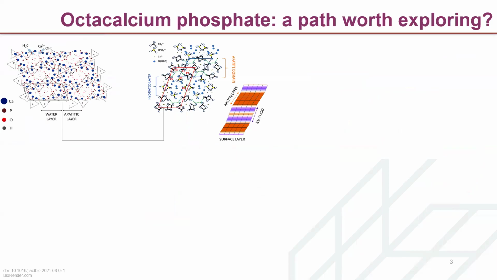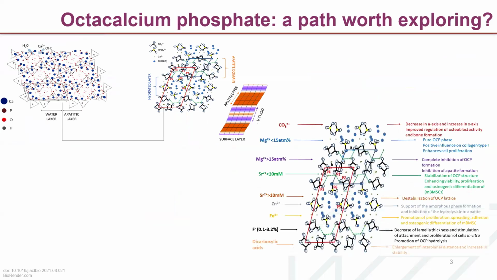The structure of OCP is very specific. It's made of interlaying parts of apatite and the water layer. And the presence of the water layer gives an additional benefit, which is the possibility to incorporate different drugs and ions up to a certain extent.